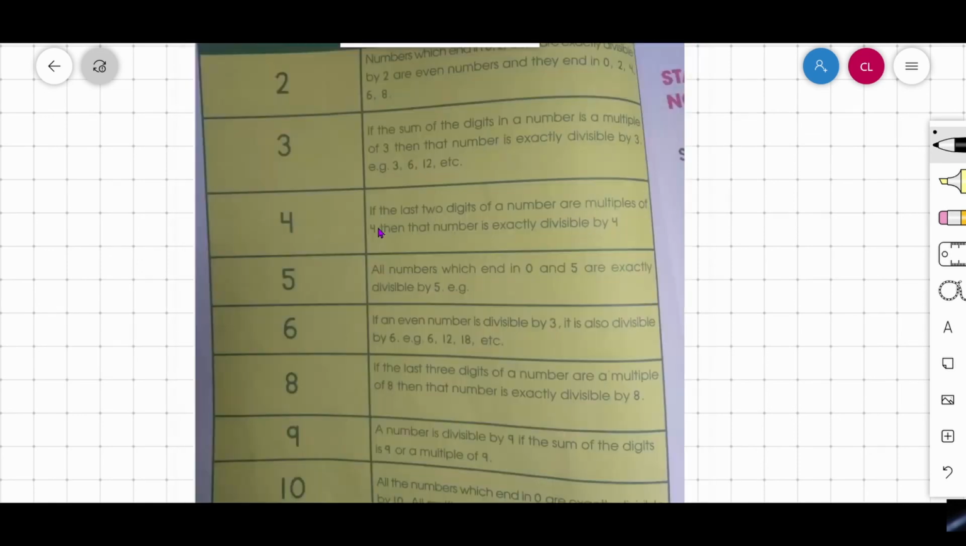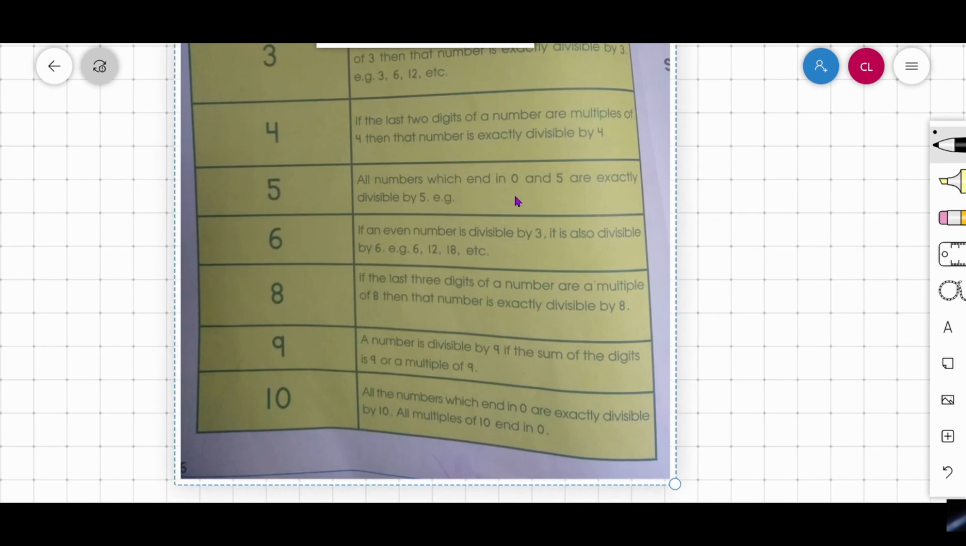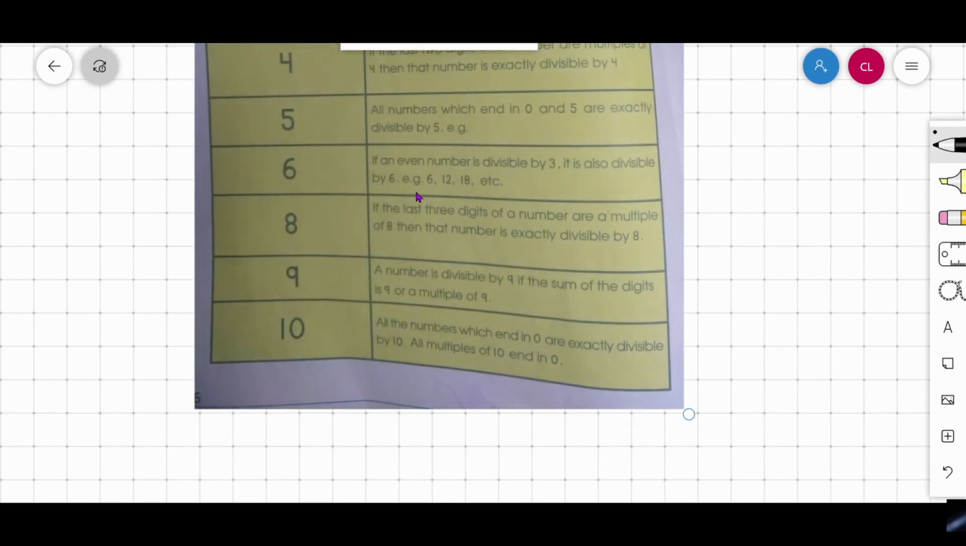4. If the last 2 digits of a number are multiples of 4, then that number is exactly divisible by 4. 5. All numbers that end in 0 and 5 are exactly divisible by 5. So 25, 100, 10, 1,000, 10,000, a million, all of them that end with 0 or 5, those would be divisible by 5. 6. If an even number is divisible by 3, it is also divisible by 6.